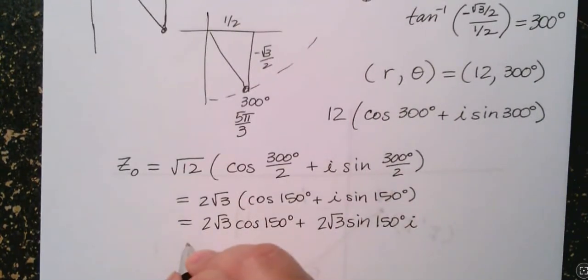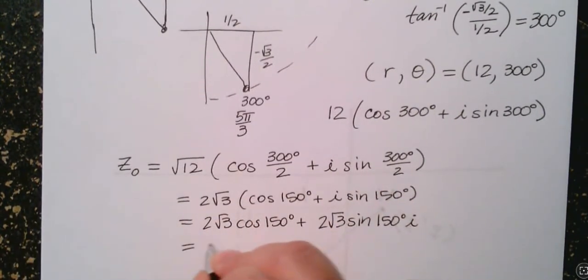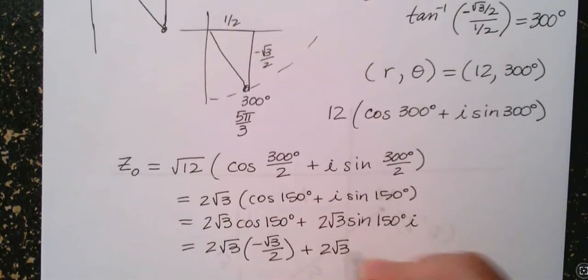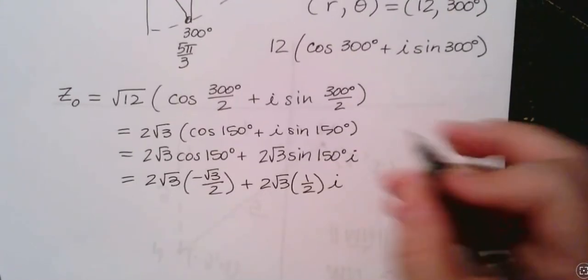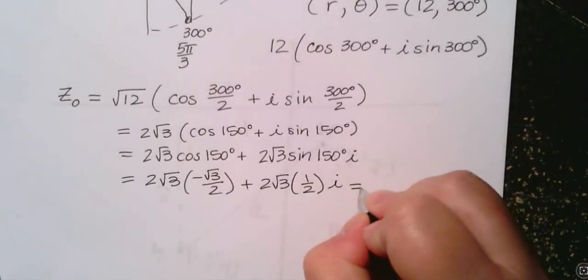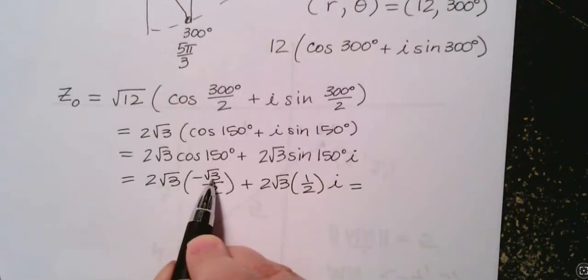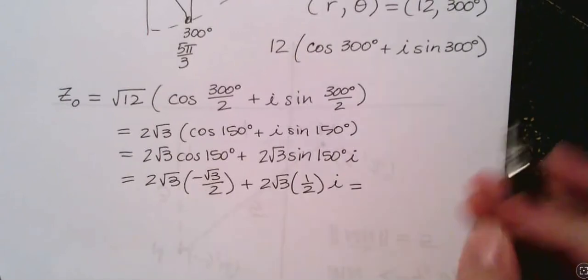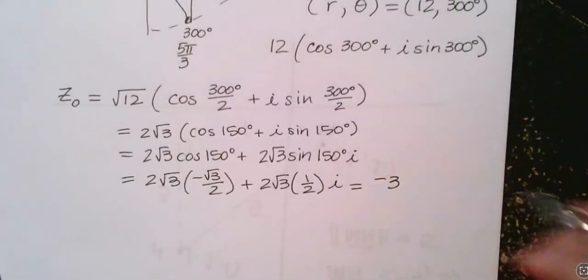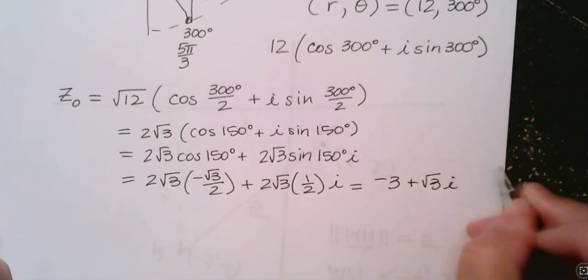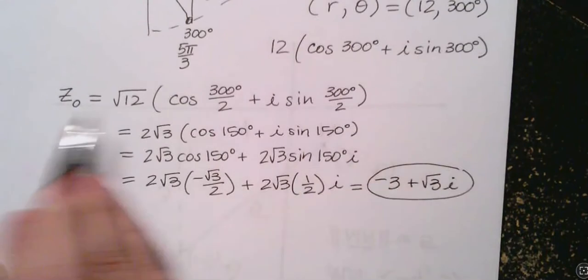And finally we can simplify that, well, it's not really final. This is negative root 3 over 2 plus 1/2, and that's going to give me root 3 times root 3 is root of 9, which is just going to be 3. Negative 3 plus root 3 times i. So there's one of my answers because that was z sub 0.